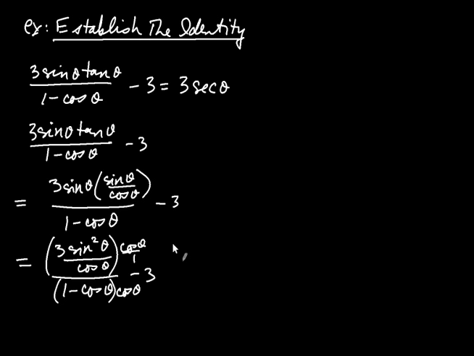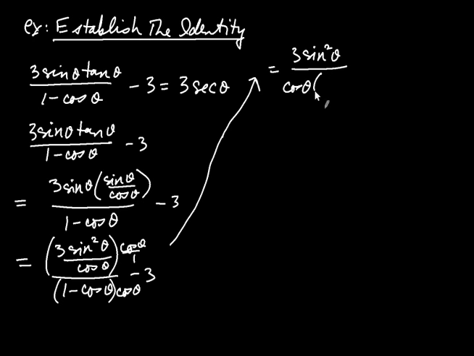All right, let's carry on up here. Okay, so the cosines cancel, that's the whole point, and I get 3 sine squared theta in the numerator, divided by, and I still have this denominator, which is, let's write it as cosine theta times 1 minus cosine theta minus 3. Don't forget that little minus 3 right there.